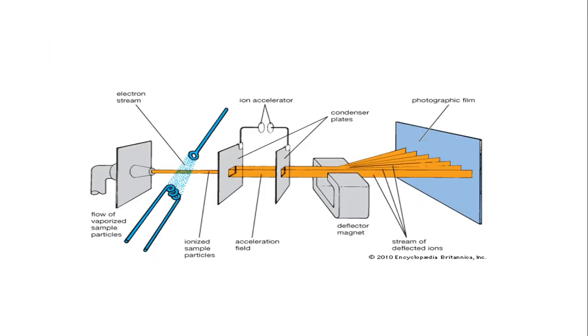And this is a picture showing the flow of vaporized sample particles and electron stream, ionized sample particles, acceleration field, ion accelerator, condensation plate, there is a deflector magnet, and photographic film and stream of deflected ions. So this is also the process of deflection.